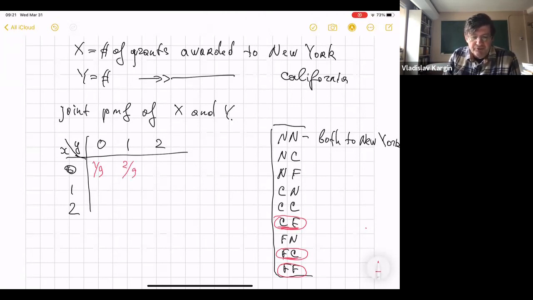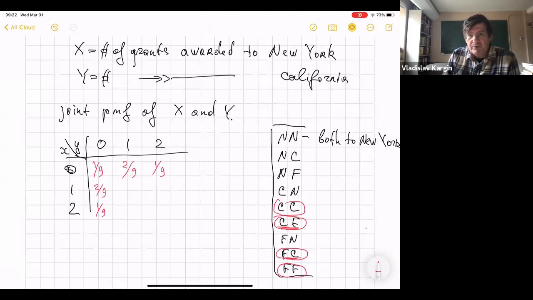And X is equal to 0, Y is equal to 2 means that California got both grants. So in this case it's one possibility, 1 over 9. Now everything is symmetric, so here it should be the same thing, since there is no difference between New York and California. So here there should be 2 over 9 and 1 over 9. Now, what are the other possibilities? What about 1 and 1?